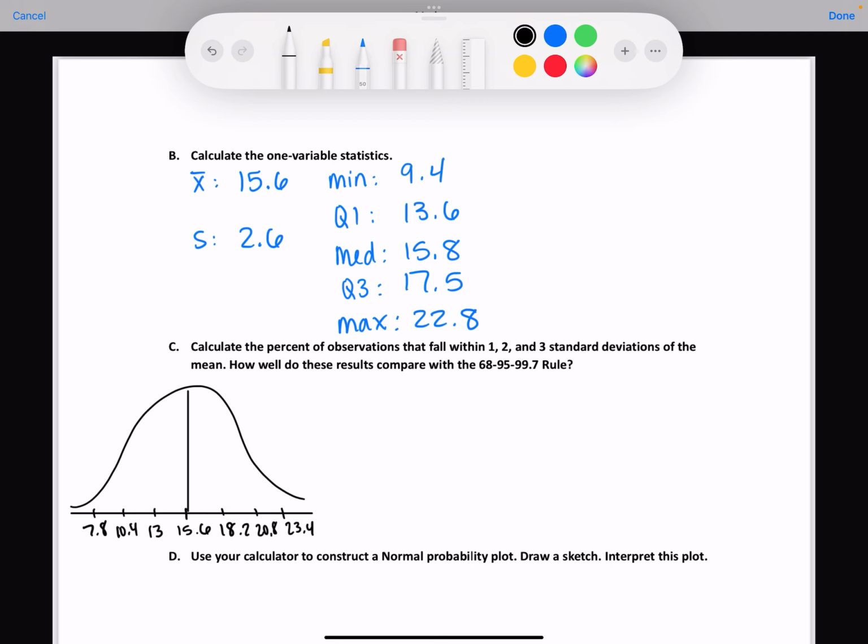So that's why. All right, so now what we need to do is see how many numbers are between 13 and 18.2 out of the total number that we have. So we're looking for how many are 1 standard deviation away. So many out of 44. And then 2 standard deviations is another number out of 44. 3 standard deviations.